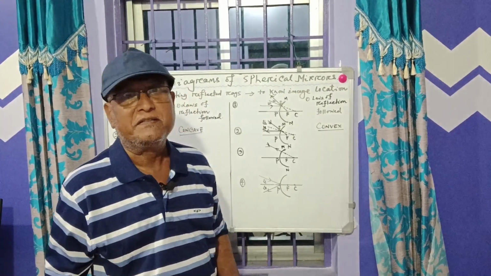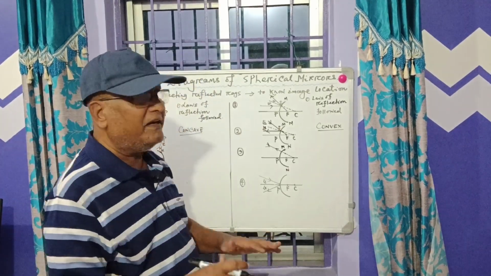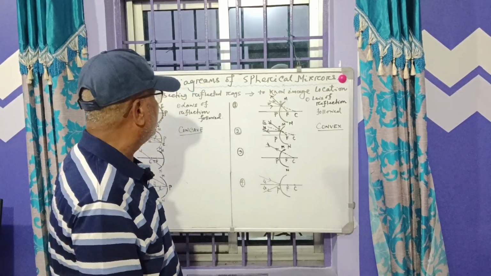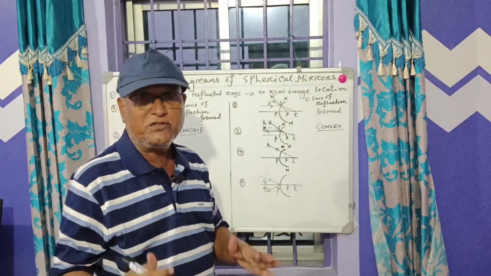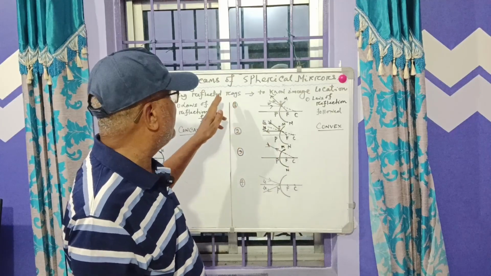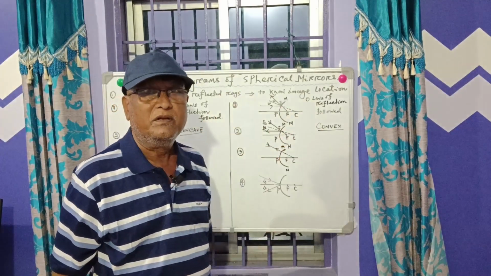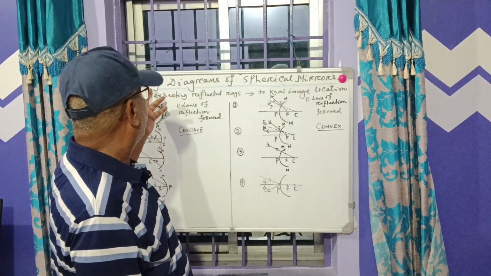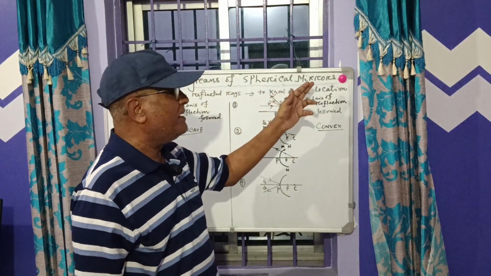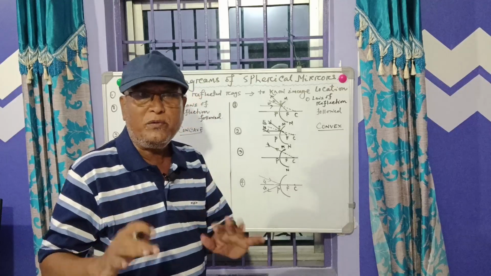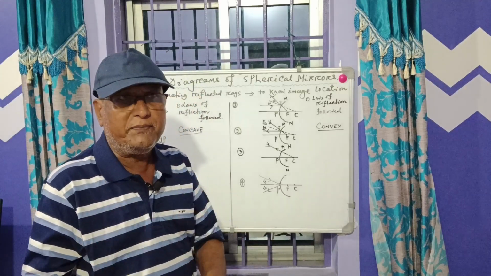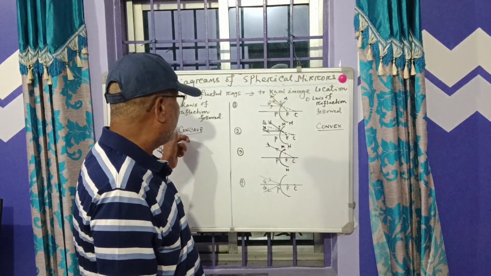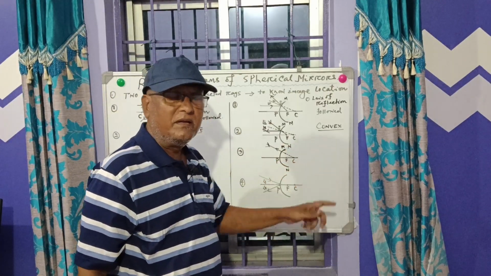My dear students, class 10, let's recap. In our last class, we discussed the nature, structures, and the features of spherical mirrors. Today, we have taken a topic that is ray diagrams of spherical mirrors. You know, there are two types of spherical mirrors. One is concave, another is convex.